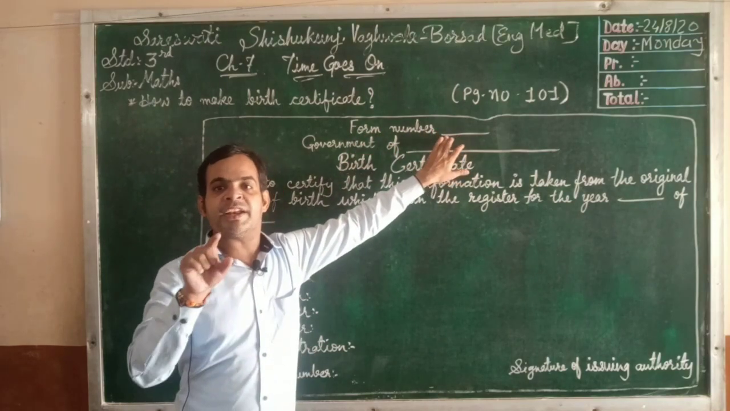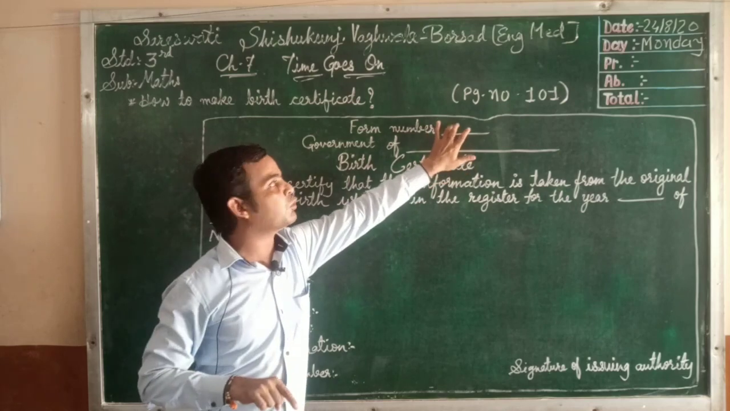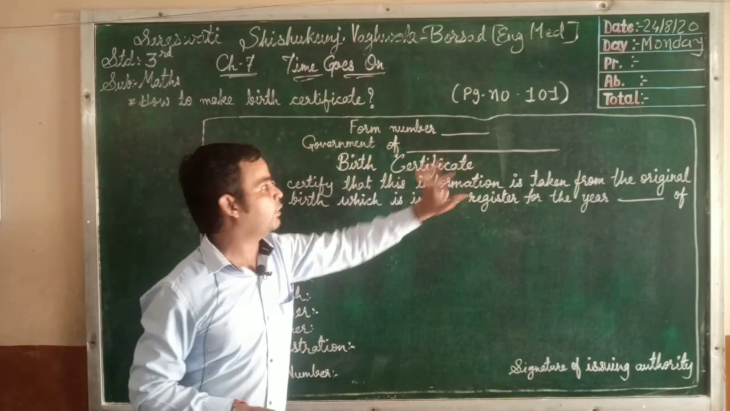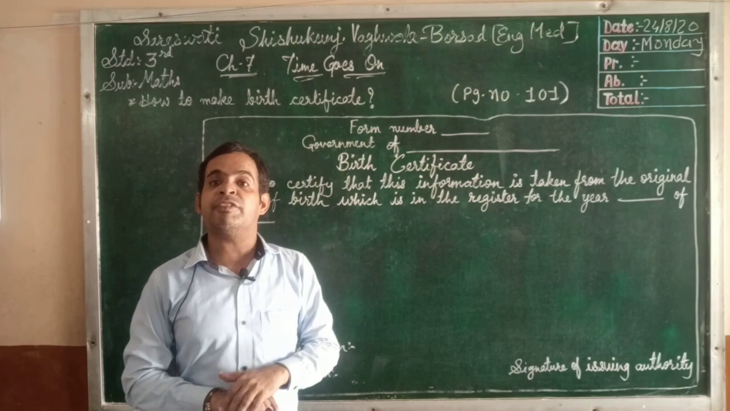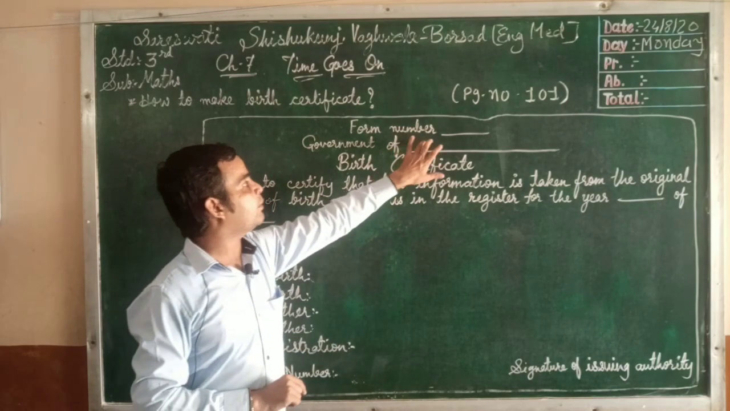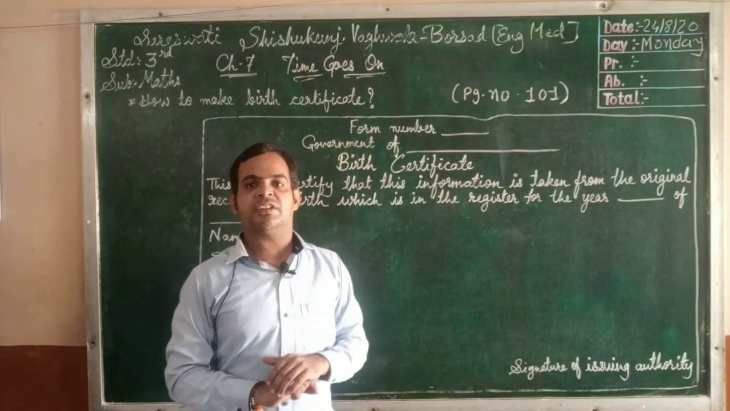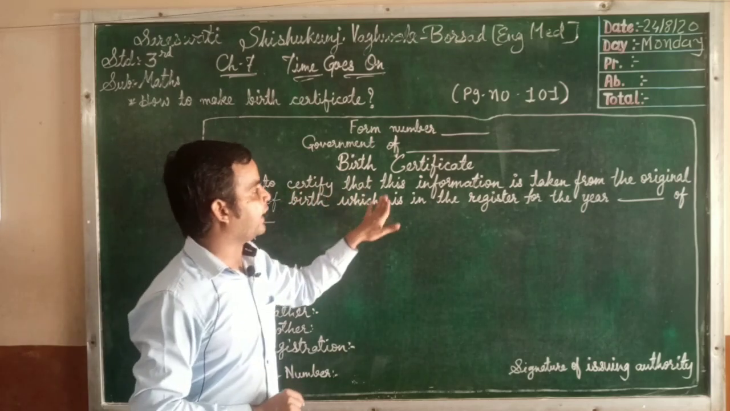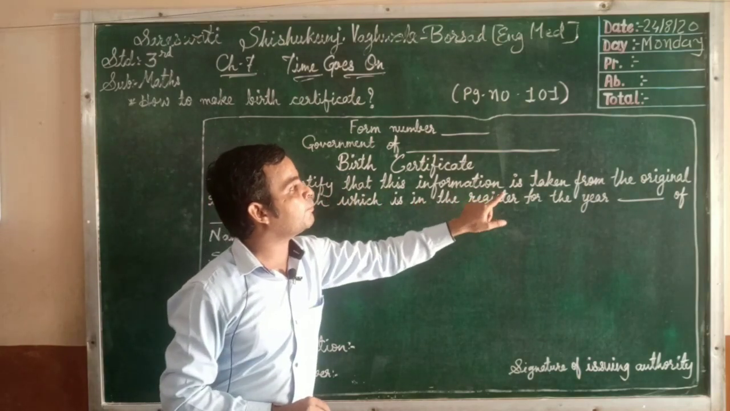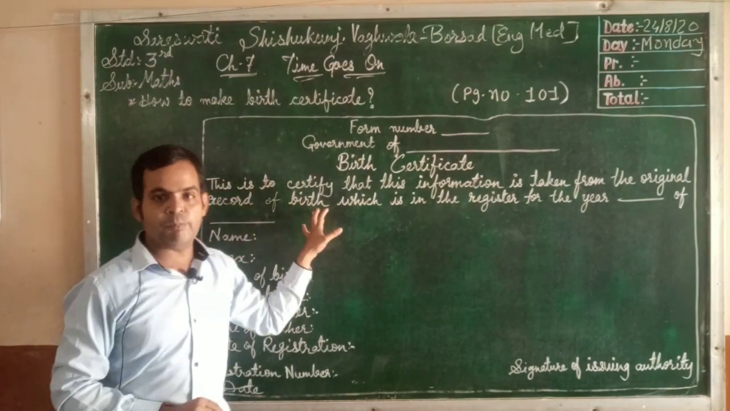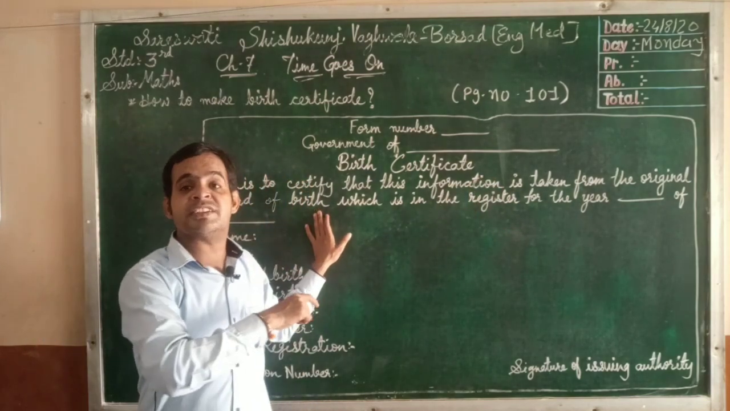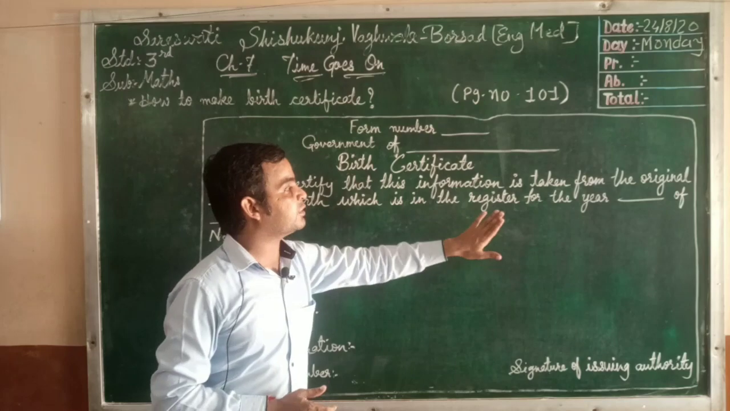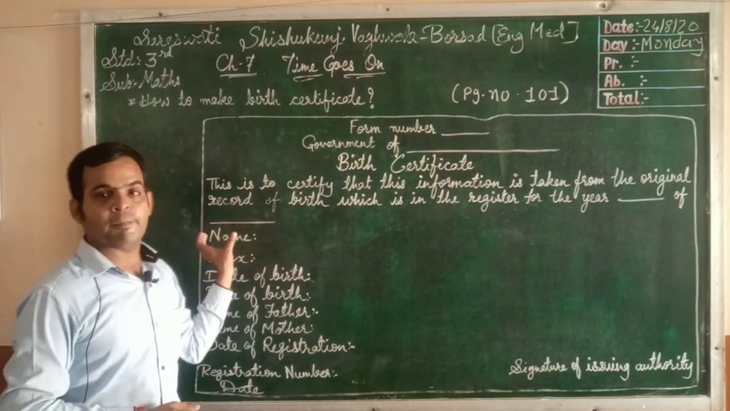In your birth certificate the form number is also given, so you have to write the form number here. Then it is written Government of, and the state in which we live is Gujarat, so here it will become Government of Gujarat. Then Birth Certificate is written. This is to certify that this information is taken from the original record of birth which is in the register for the year blank of blank.